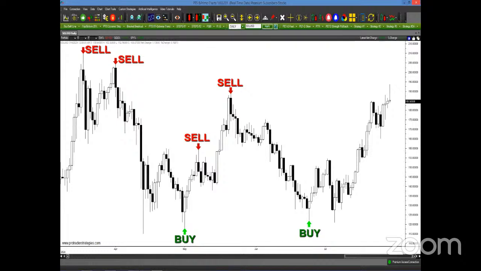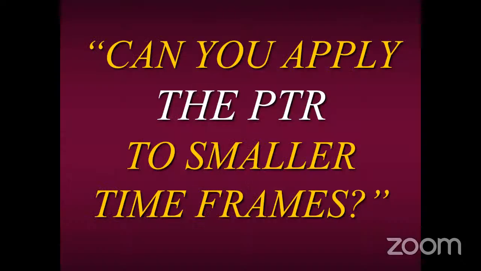So we've shown you a number of markets, not just stocks. We showed you ETFs. We showed you futures, or I should say crypto. We showed you intraday currency pair trading. Now, a next question was, can you apply the PTR to smaller time frames?